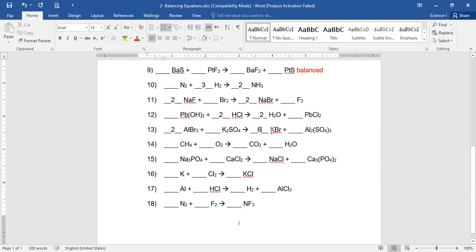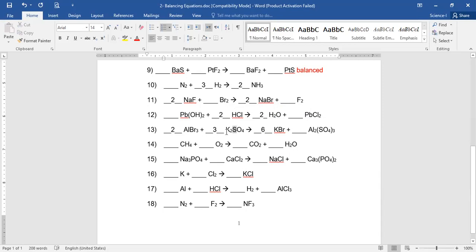Good. How many potassium do we have right now? No, just 6. So here we have 2. So what should we do here? We should put, right? We'll divide 6 by 2, which equals 3. So 3. Good. So like this.